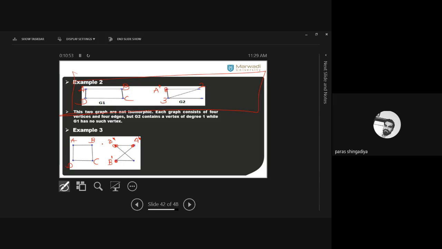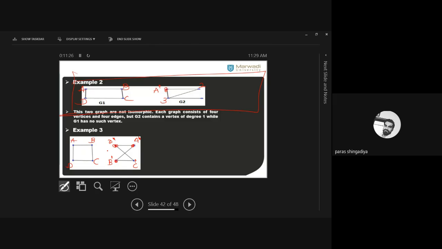So which will be the place of C? Okay, C is adjacent with B and D. So here C dash should also be adjacent with B dash and D dash. Clear? So all the vertices are mapped. Okay. We have the image of all the vertices of the first graph in the second graph. Okay. And they are isomorphic graphs. They are one-to-one correspondent in the vertices as well as one-to-one correspondent in the edges.